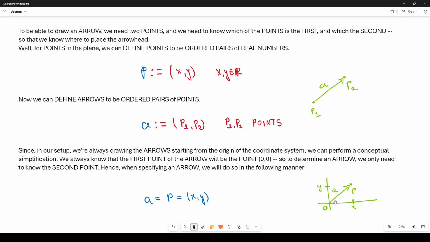So our arrow A will just be equal to the point P, which is just an ordered pair of real numbers. So this is our setup, and we can do this because we've determined to always draw our arrows starting from the origin of our coordinate system. So those are arrows.